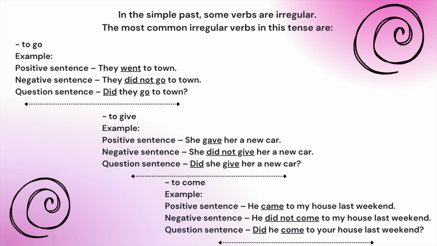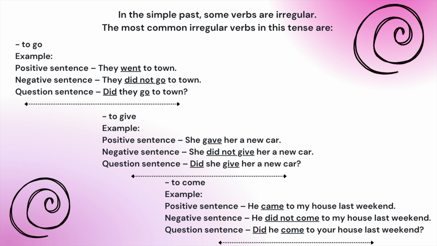In the simple past, some verbs are irregular. The most common irregular verbs in this tense are to go. For example, in a positive sentence, they went to town. In a negative sentence, they did not go to town. And in a question sentence, did they go to town?